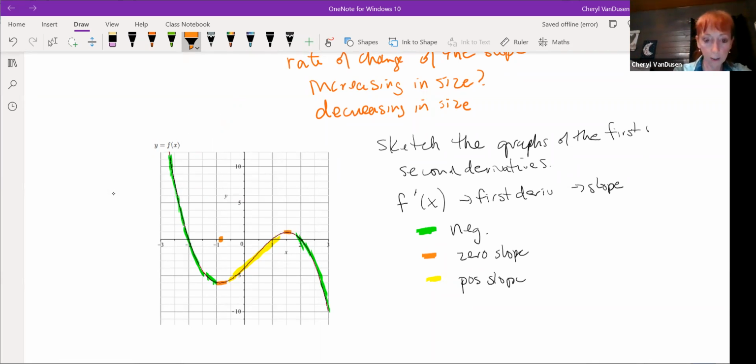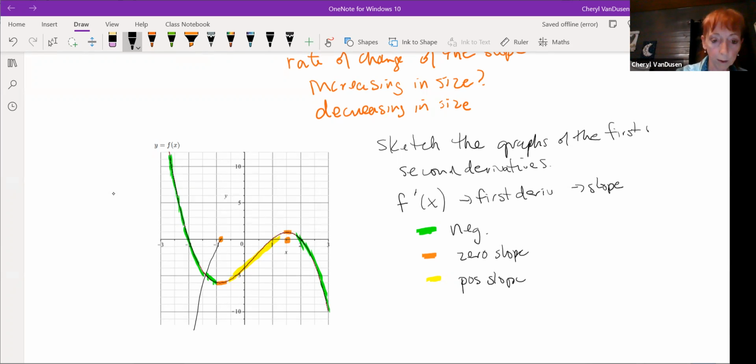And this is approximately where the x-intercept is on the graph of the first derivative. Then this is how it's going to look. Where it's green, it's going to be below. So it's down here somewhere. Then between where we have yellow, it's above because it's positive.